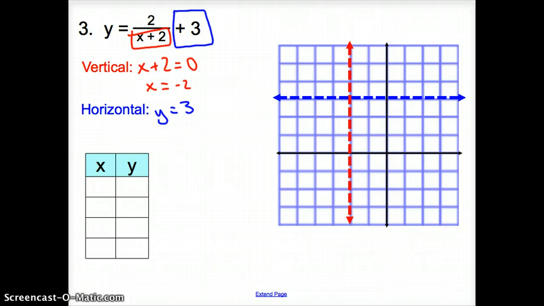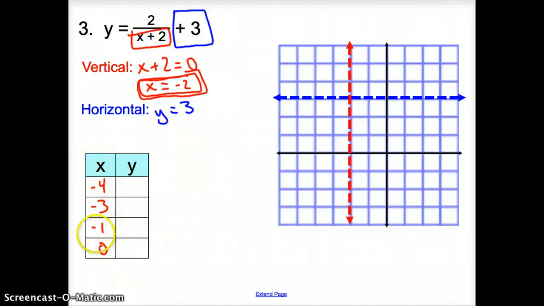Now for our table, what value do we pick? Ladies and gentlemen, we pick the vertical asymptote, x equals negative 2. That is the value we pick for our table. We go below this number 2 times, so we go below, which is negative 3 and negative 4. And we also go above negative 2, so we go negative 1 and we go 0.